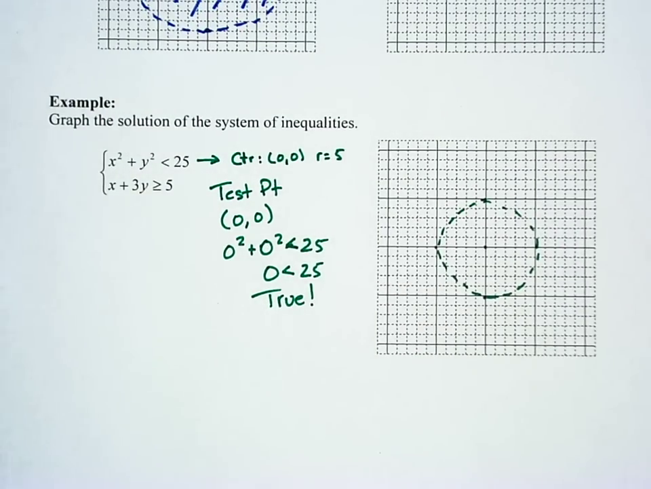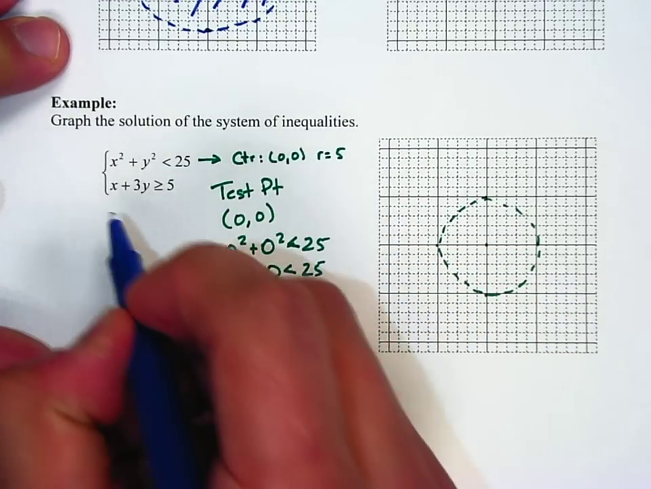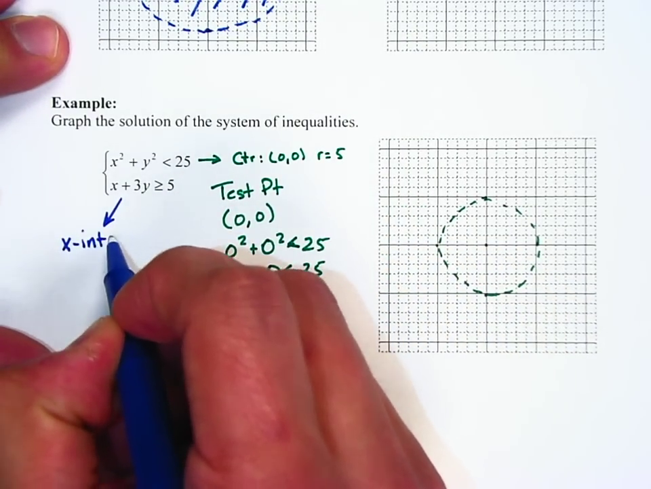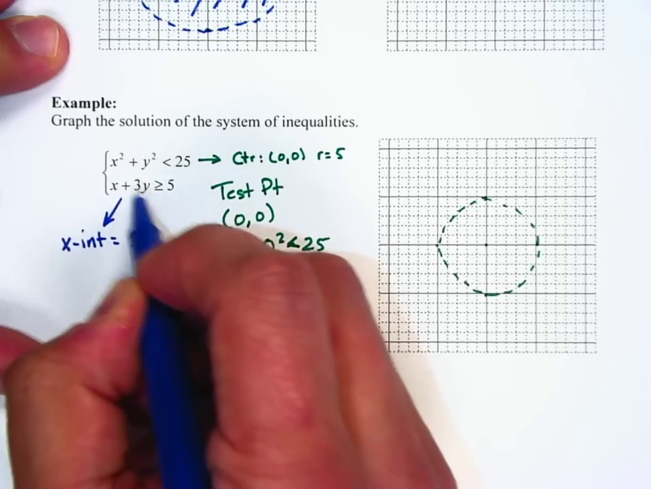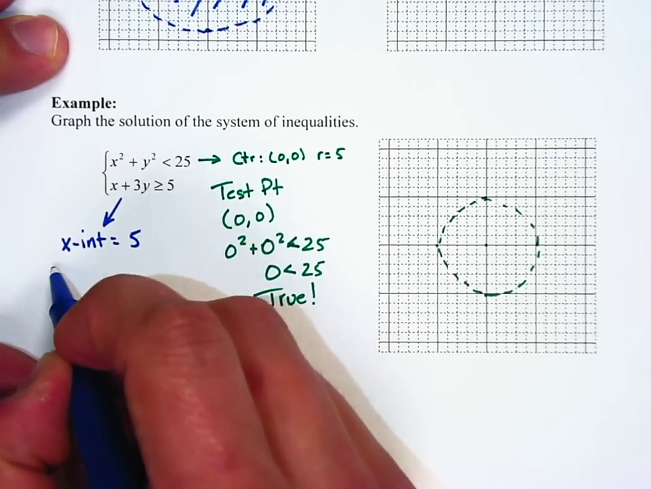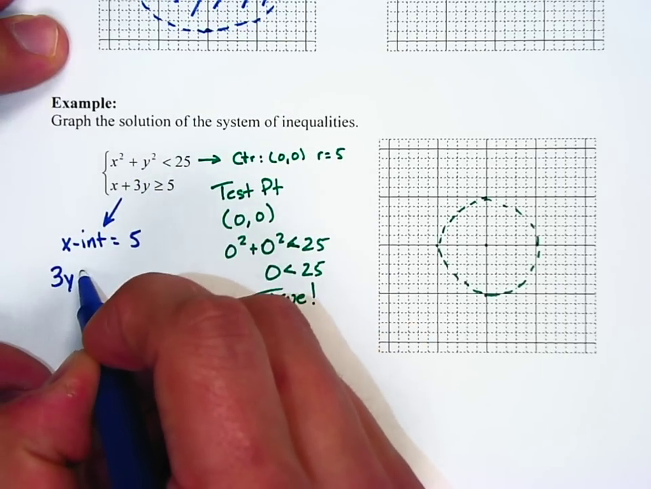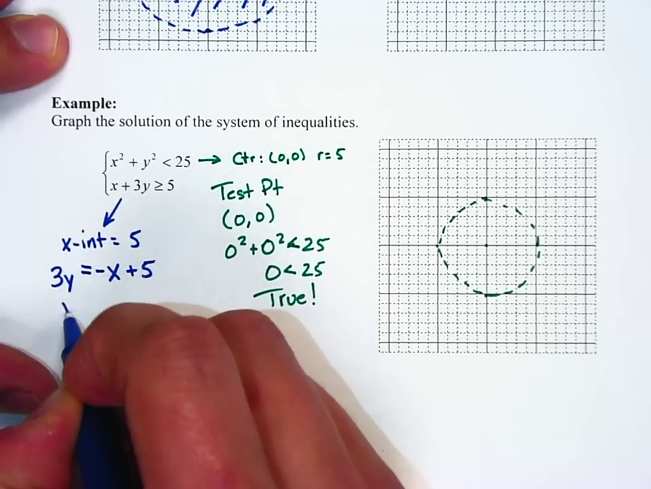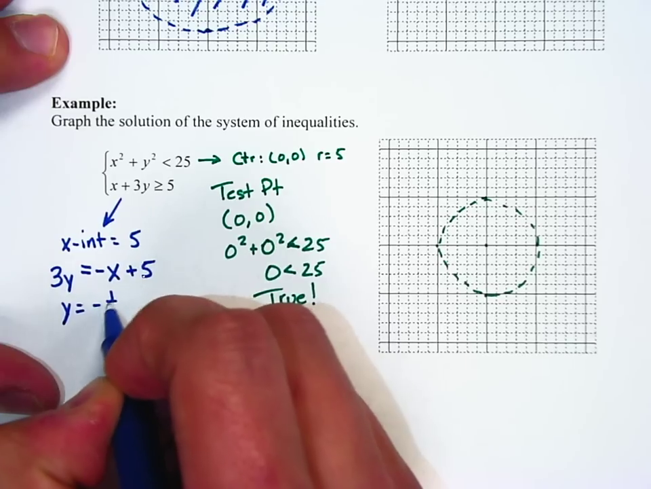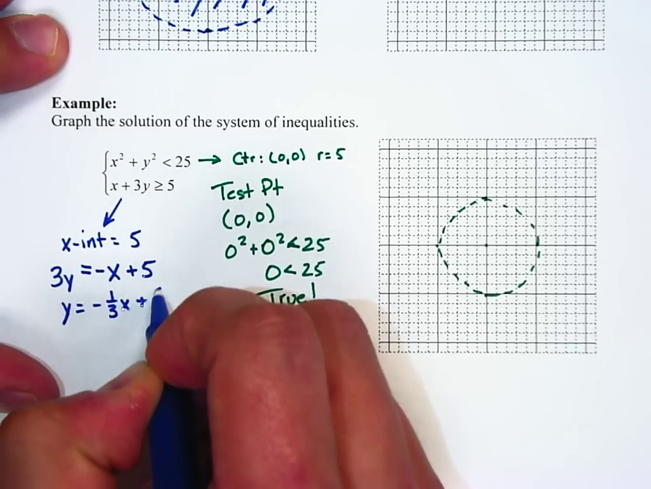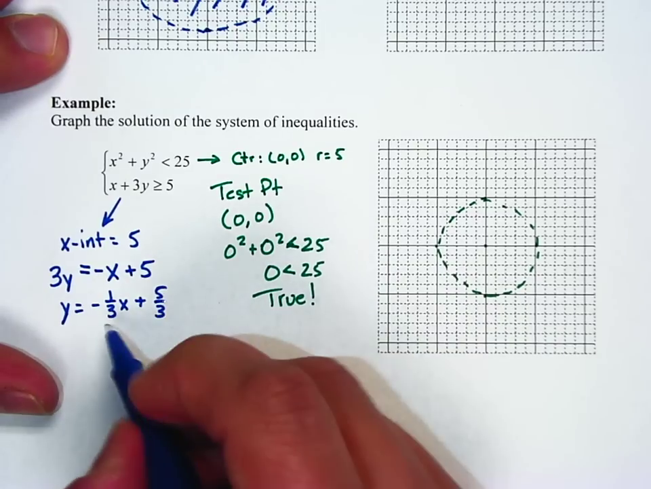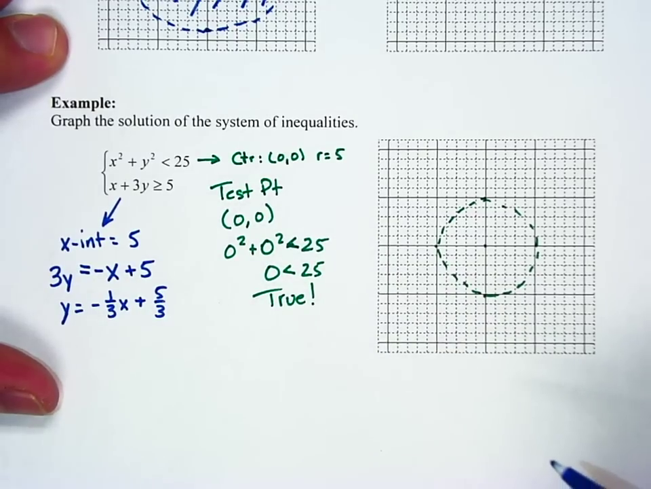graph up there. I'm going to take this equation right here. I know my x-intercept is 5, because if I let y equal 0... I'm also going to go ahead and put it into slope-intercept form, giving me negative 1/3 x plus 5/3. Okay, 5/3 is my y-intercept, negative 1/3 is my slope.